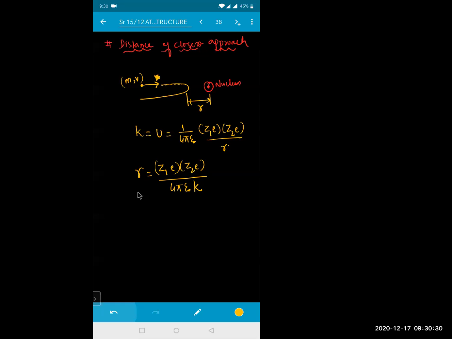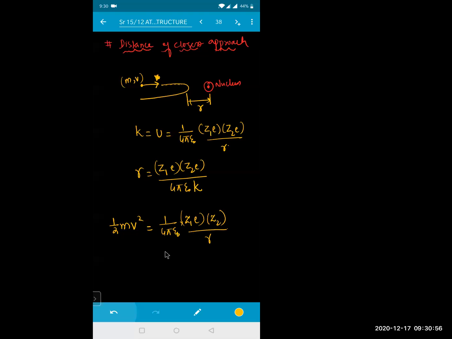Writing it with kinetic energy here, the total kinetic energy of this one, half into m into v square, will be equal to how much for me? 1 by 4 pi epsilon naught into this one, which is nothing but Z1 into e into Z2 divided by your R. Okay?